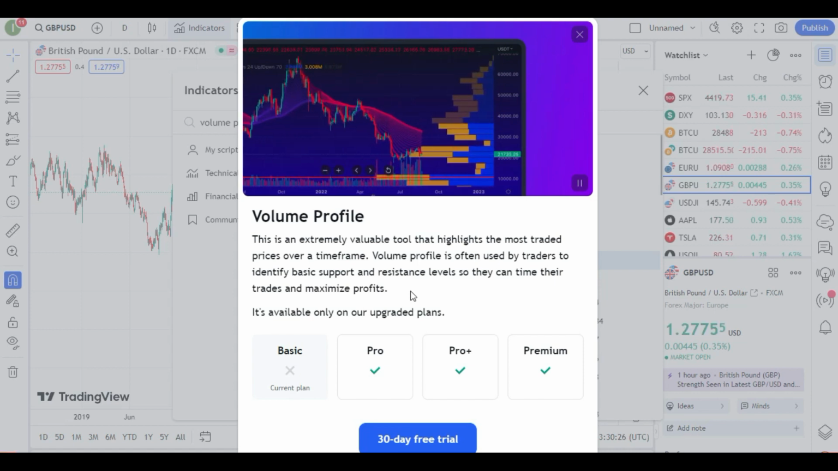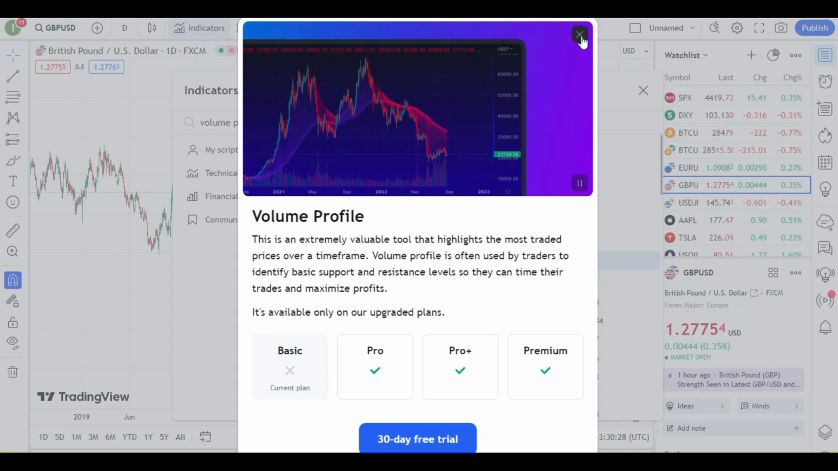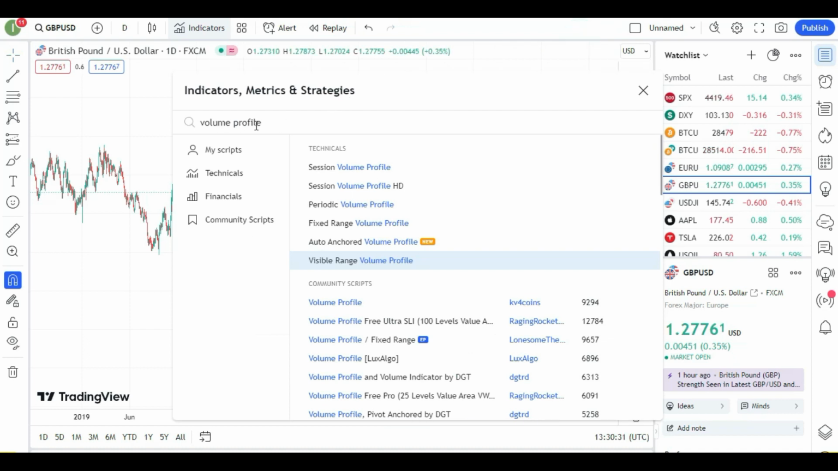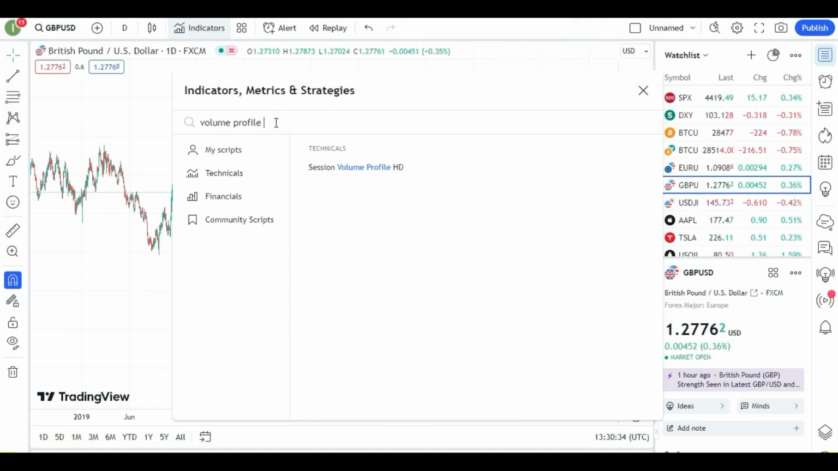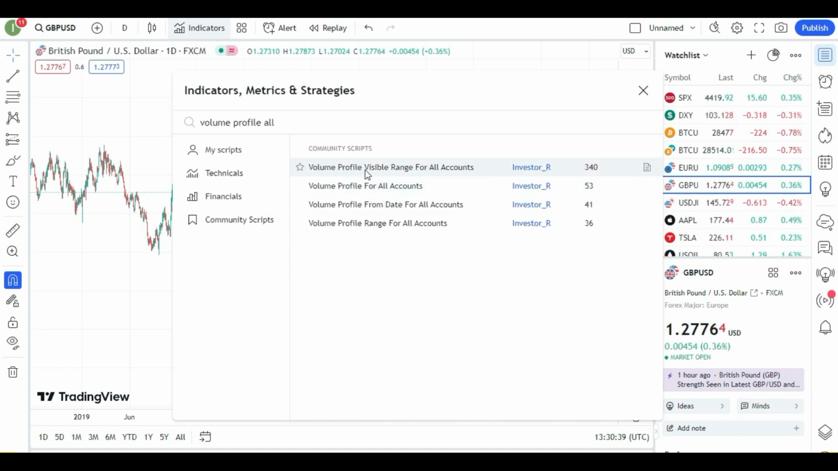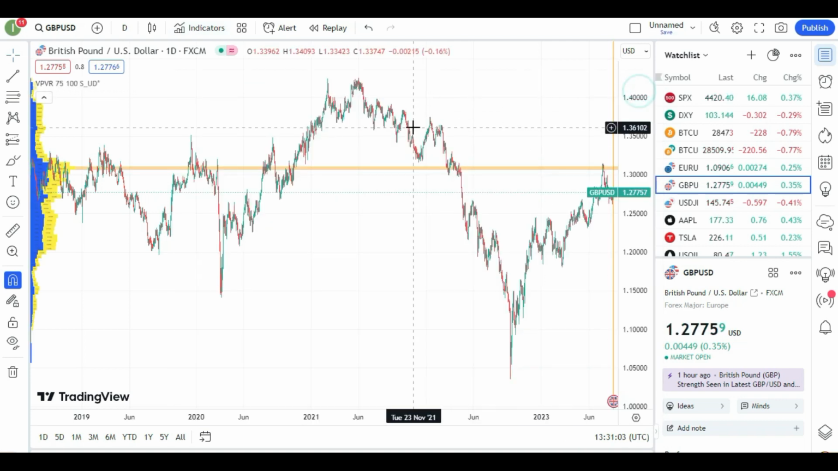But in this video, I want to show you how to do that for free. So let's repeat again: volume profile, and just add this word, all. You will see there is an indicator, Volume Profile All, and that indicator is called Volume Profile Visible Range for all accounts. I will choose this indicator right now, and you have this.